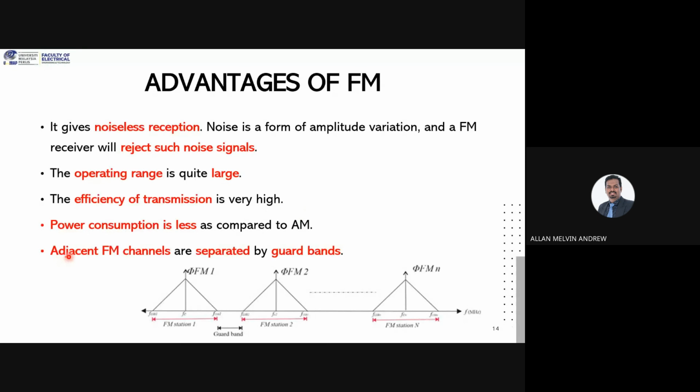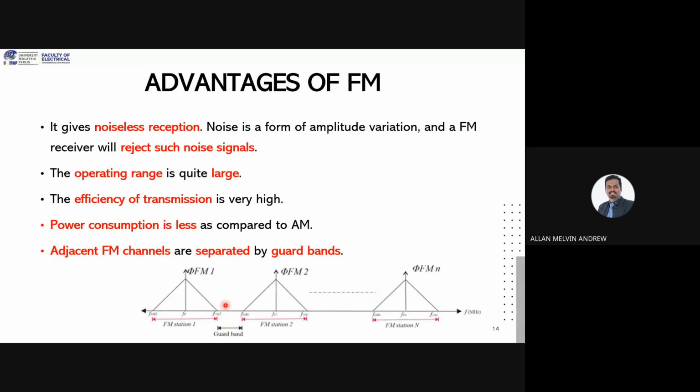Adjacent FM signals are separated by guard bands. Let's say you can see this picture. This is your first FM station, operating between F max and F min. Station one. In between you have a guard band. So you cannot have 92.4 as one FM station and 92.5 as the other FM station. You won't have it like that. In between you'll have a guard band.